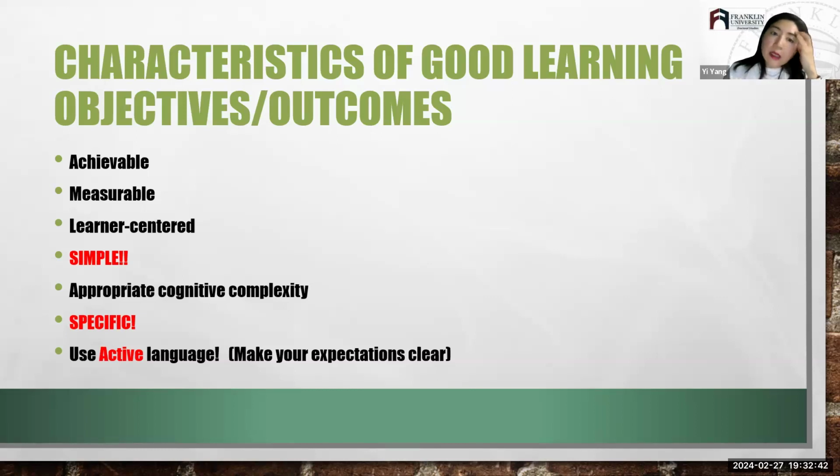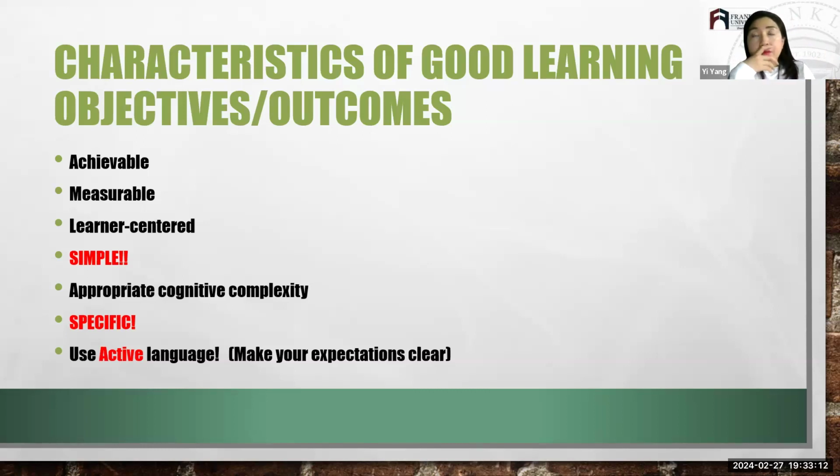And it has to be learner-centered. Learner-centered means when you write the outcomes, you have to address that from the learner's perspective, not from your perspective. You are the creator, let's say you're an instructional designer, or you are the teacher. You have to write that outcome from your learner's perspective, what they need to do, what they should do. Okay.